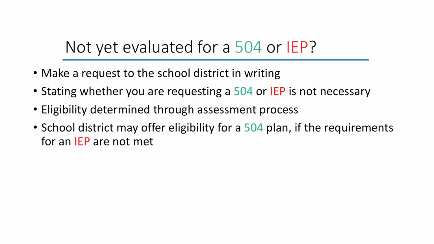The next question that I will talk about is, if your child is having difficulty at school and is not yet eligible for a 504 or an IEP, what do you do, particularly when your school is refusing to do anything? The first step that I would say in any of this is to make a request in writing.